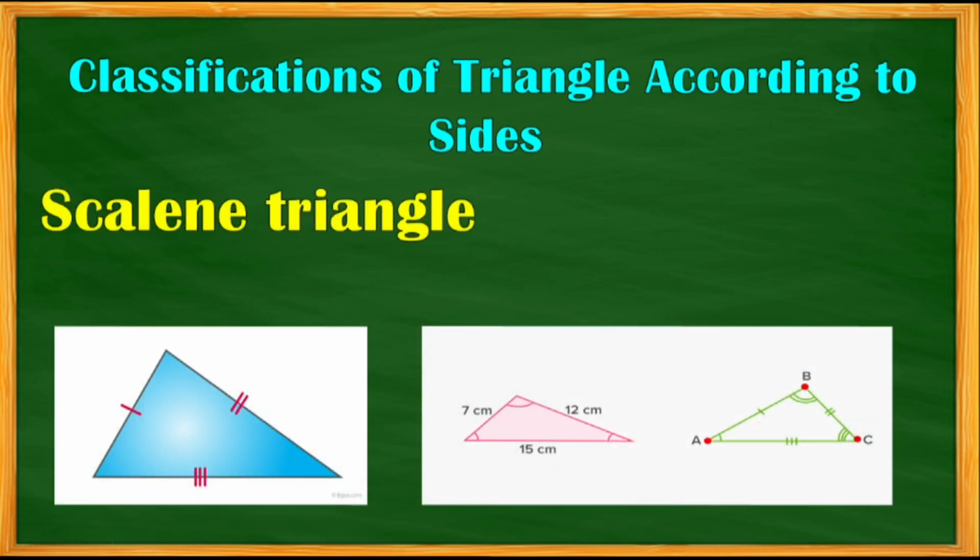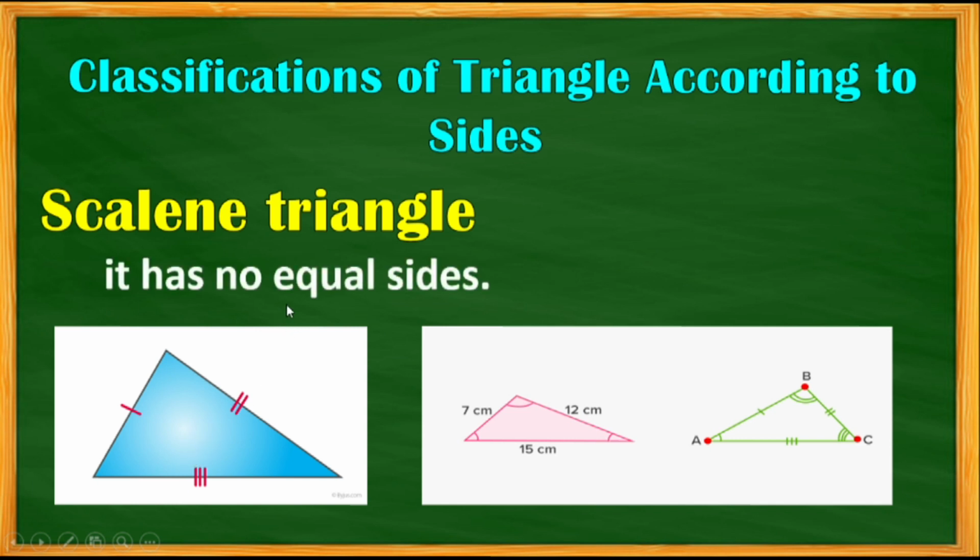Now, how about scalene triangle? When we say scalene, it has no equal sides. Like for this example, this one is 1 bar, 2 bar, and 3 bar. So all sides are different sizes. So this one is a scalene triangle.